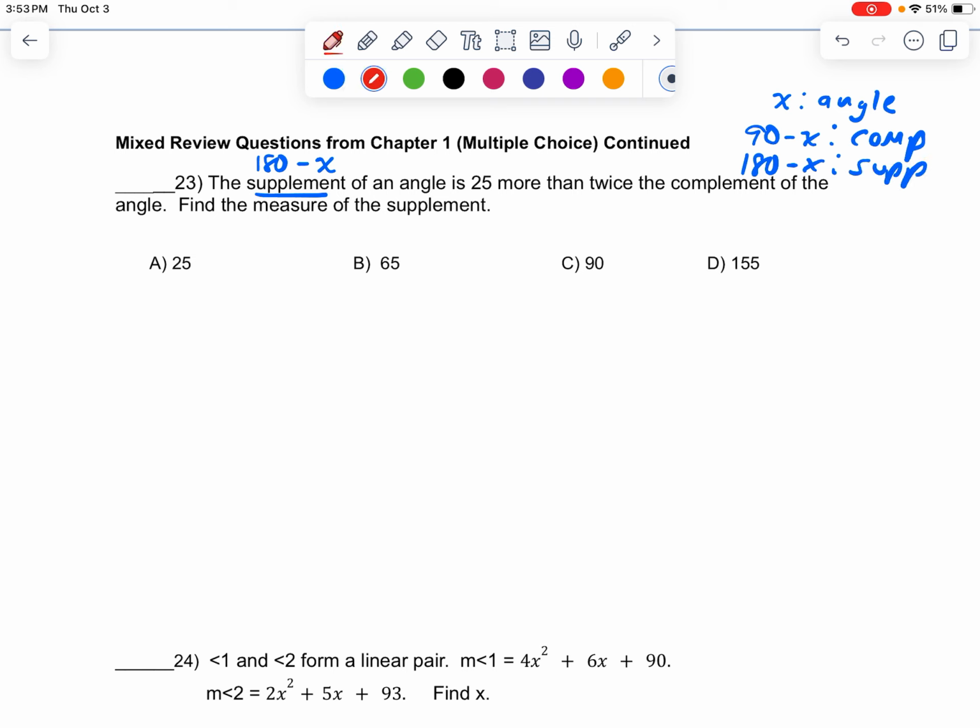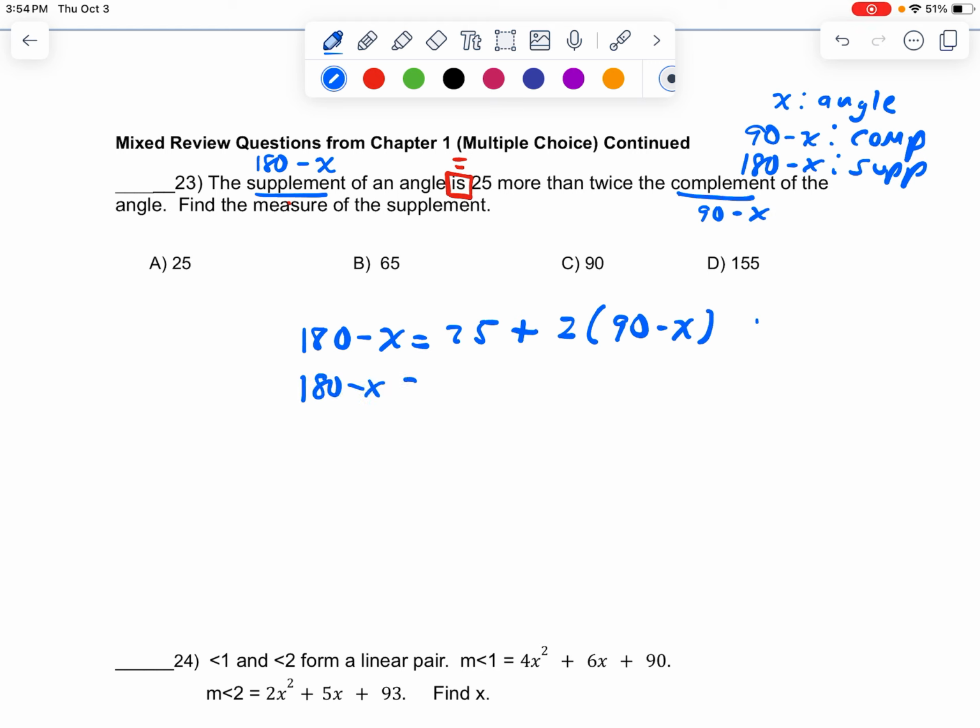So important things include the word is means equals all the time. And if you see supplement and complement both in the same problem, this notation is so helpful. So let's read it left to right. The supplement of an angle is 25 more than twice the complement of the angle. You could also have the 25 over here if you prefer.